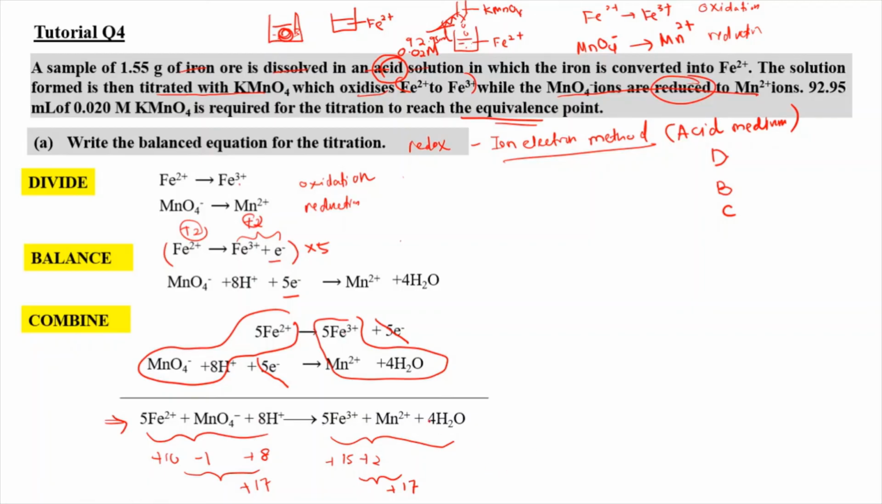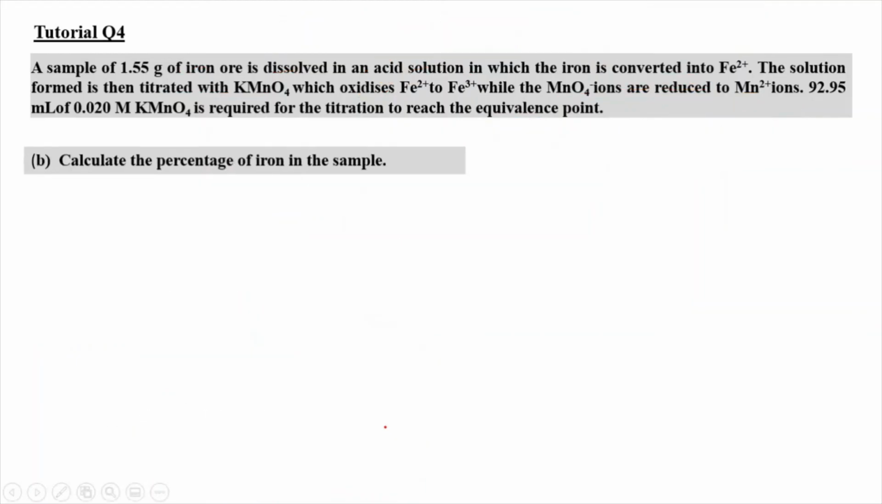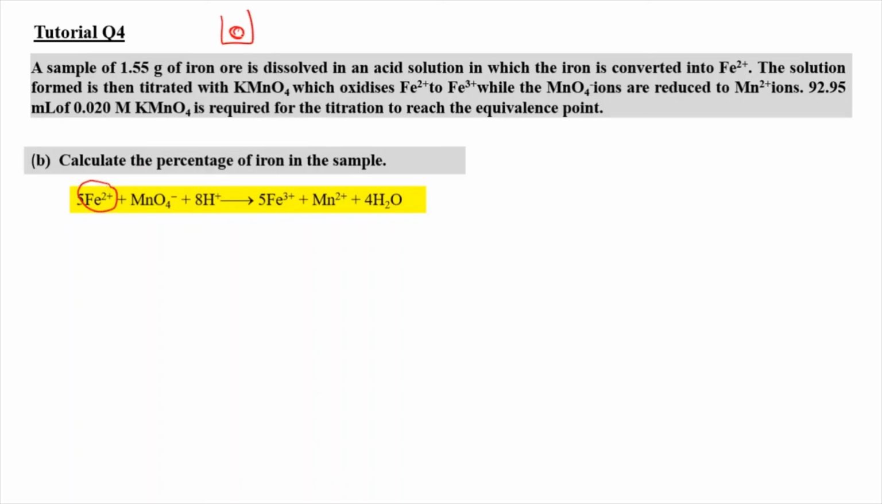The balanced equation can be used to answer the next question, which is question B, to calculate the percentage of iron in the sample. We have the equation from just now, and now we need to find the percentage of iron. Iron here means Fe2+, because the iron ore is converted into Fe2+ solution. So we are talking about Fe2+ here.